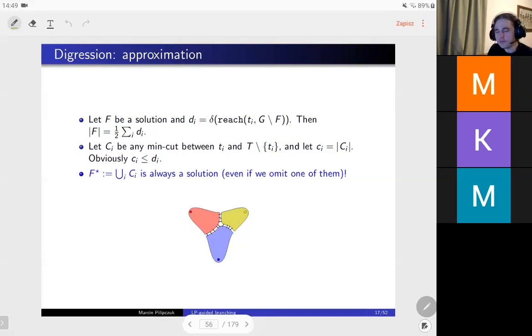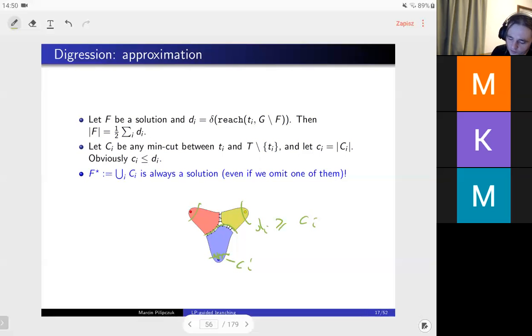And obviously all these di's, this set is a minimum cut between a terminal and the rest. So this di is at least ci, which is the number of edges here. So you have got that di needs to be at least ci, and the total solution is half the sum of all di's. Okay, so cutting all these terminals away, we actually proved that this is a two approximation to the problem.